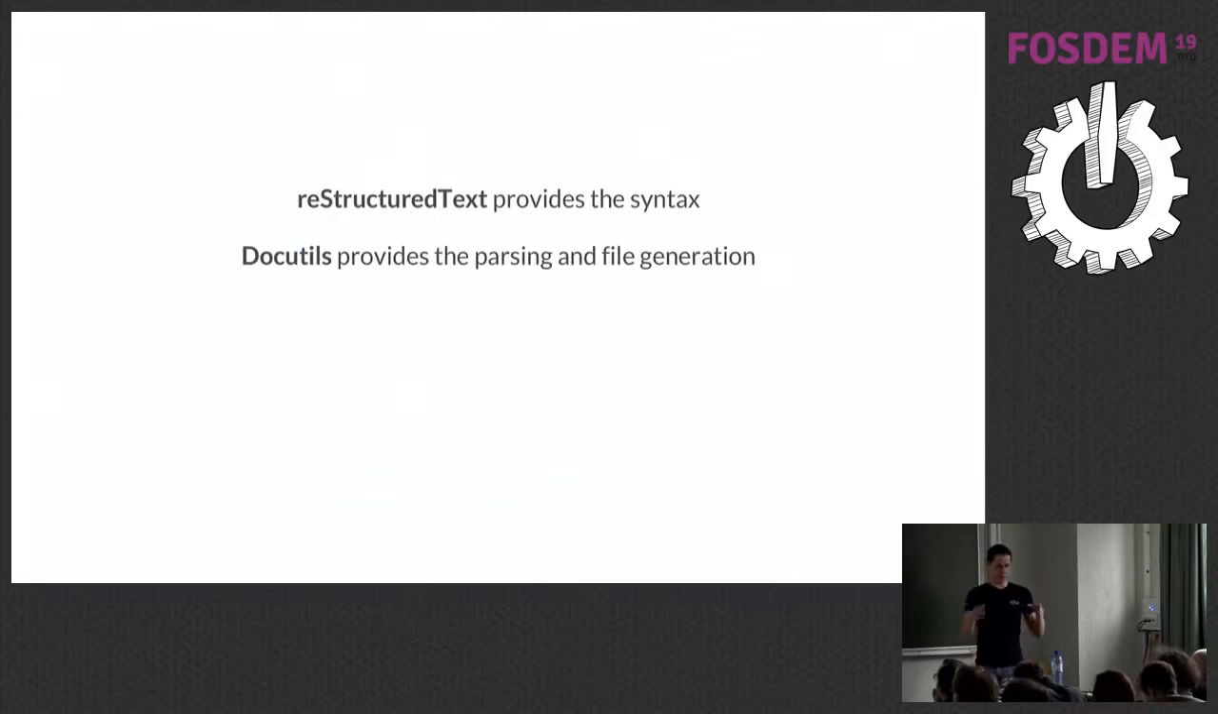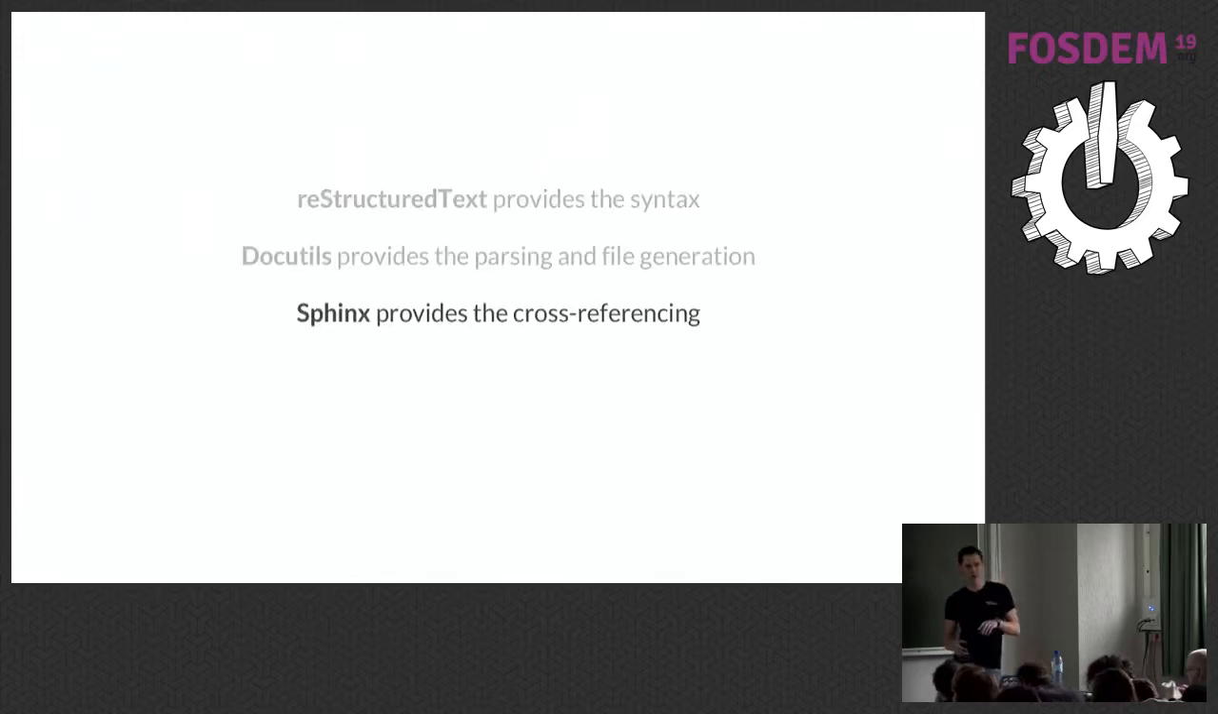So restructured text is the syntax. Docutils provides what most people would see as the reference implementation of restructured text. It's been around for years. So for example, GitHub's README renderers are all using the docutils tooling under the hood. Sphinx builds on top of this by providing some nice little additional functionality, such as the ability to build up books of documentation, cross-reference between different documents, that kind of thing. We're going to go into this in more detail shortly.